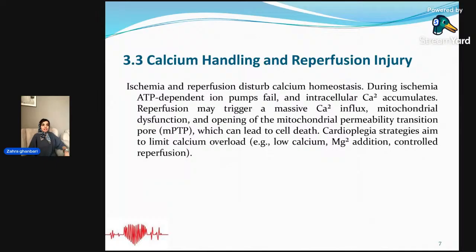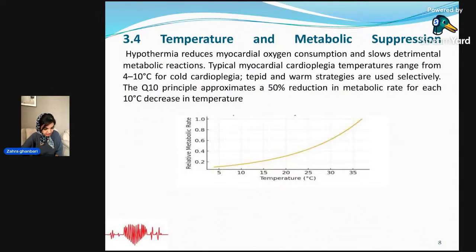So to prevent this injury, we add some drugs to our cardioplegia solution. For example, magnesium. Magnesium is an antagonist of calcium, and by adding it, we reduce the calcium level in the cell, and we stop the tremor. I think that's enough about this issue. Please go to the next slide.